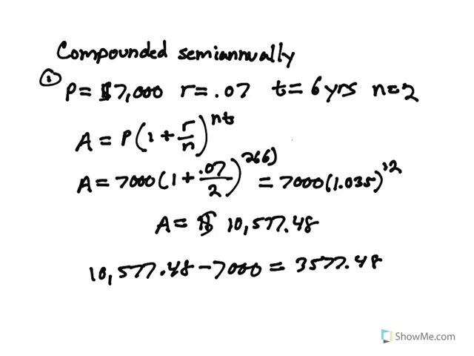So that's how much interest was earned on that amount after 6 years. So $7,000 plus $3,577.48 will give you $10,577.48, which makes sense, right?